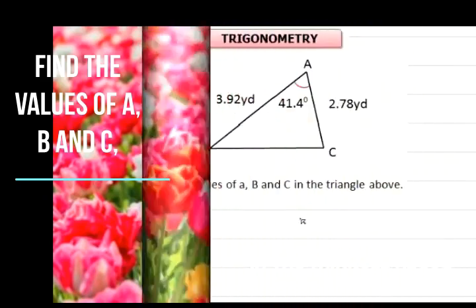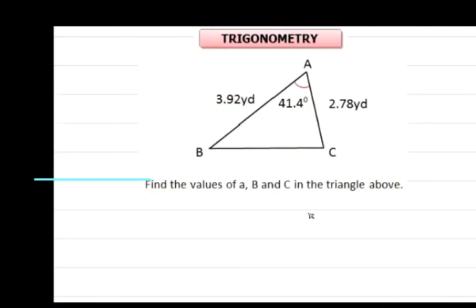Let's look at another example. And you're given a question like this. It says, find the values of A, B, and C in the triangle above. Okay, I will look for A, small letter A, that means this side, facing the angle A, then the angle B, and angle C. Now, what do you think we are going to use?